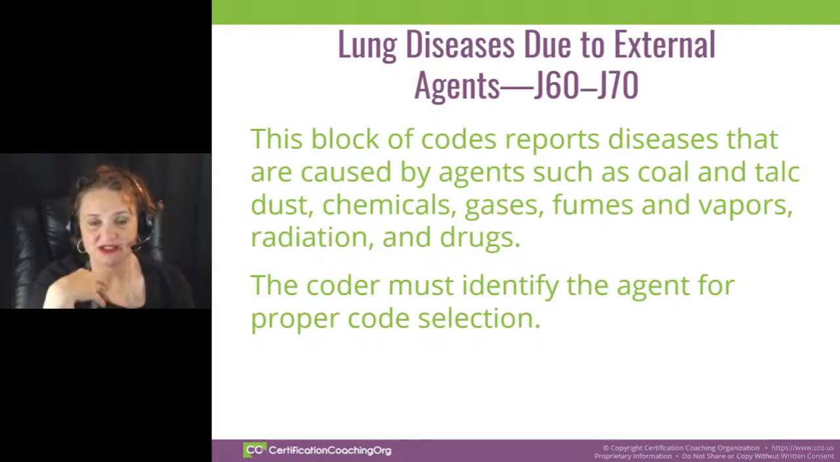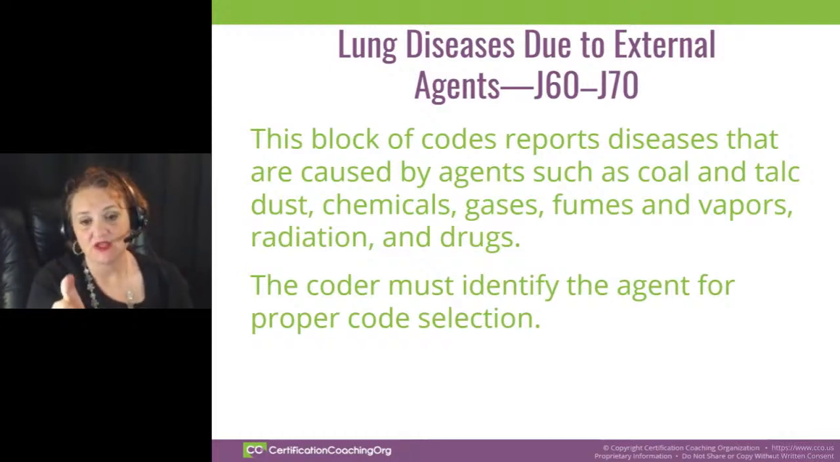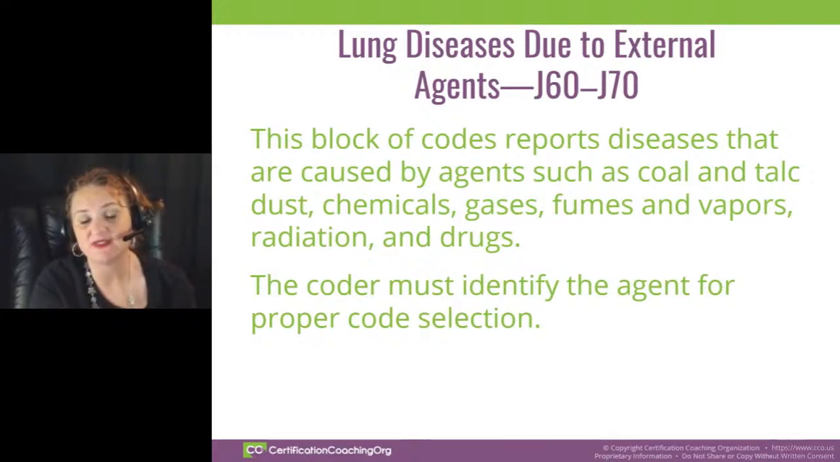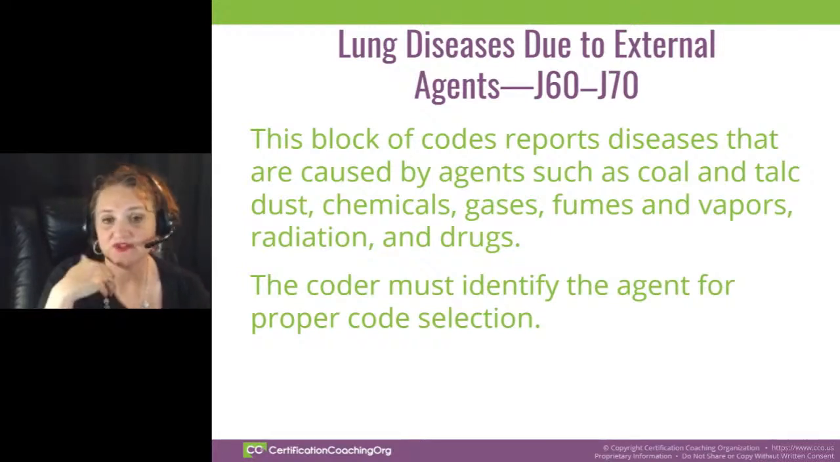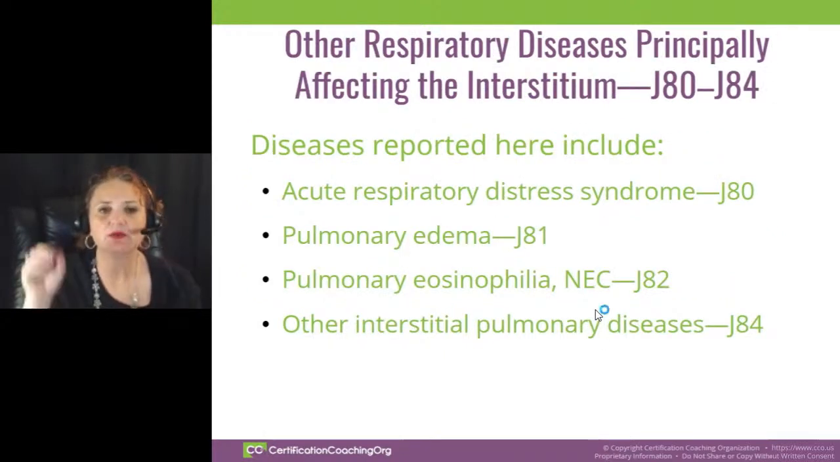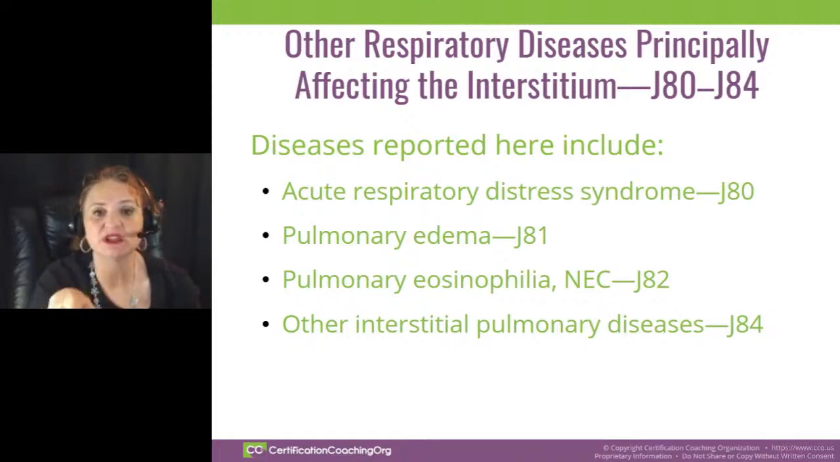Radiation, of course, can destroy the tissue and break down the tissue, as well as different drugs. Note that if you use a code, especially here, that involves a drug that has affected the lungs, you're going to be asked to identify what these things are, especially a drug. So if a drug was used and it affected the lung, then they're going to say, use an additional code to identify what that drug was. Now we're moving on to diseases principally affecting the interstitium. Now, this is J80 through J84.